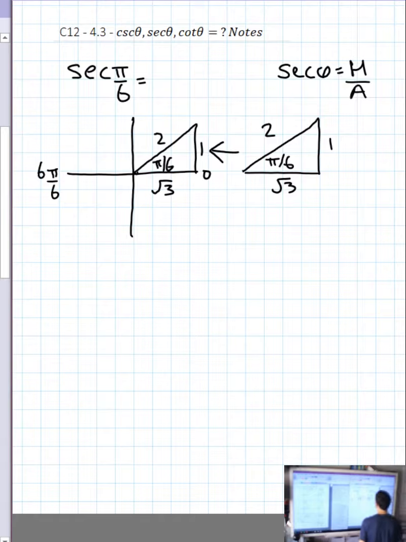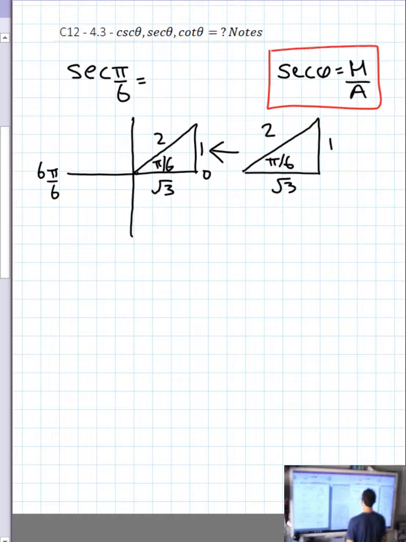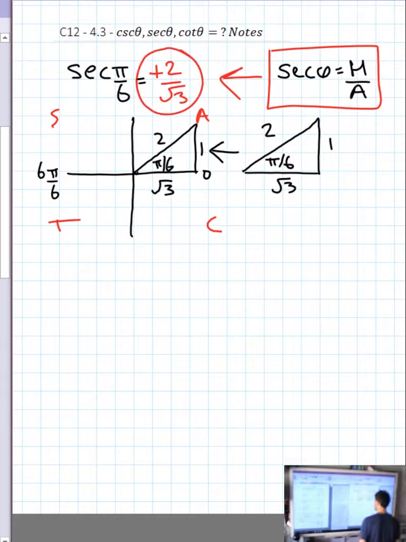So the secant of pi over 6, well, what is that? Well, I just wrote down the definition. It's just the hypotenuse over the adjacent. First of all, I'm going to ASTC my graph, and they're all positive in that location, so I'm going to say positive. And then I'm just going to label, based on the definition, what the hypotenuse is over what the adjacent is. And that is my answer. So not much difference from sine, cos, and tan, other than the fact that we're just using a different definition, secant. Make sure that you check your answer in your graphing calculator.